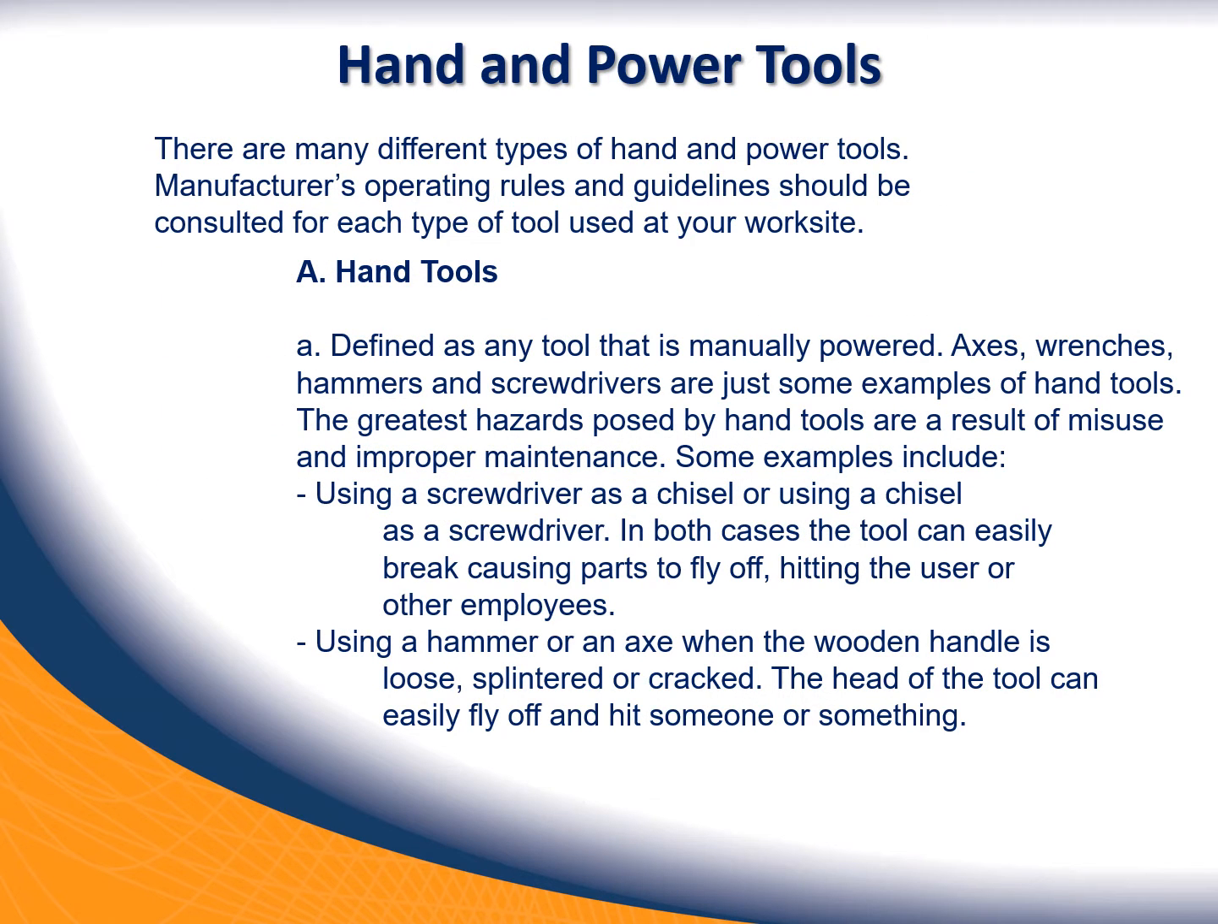There are different kinds of hand and power tools. Obviously, you want to make sure you use the tool properly. So here are some examples of not using it properly. Using a screwdriver as a chisel, or using a chisel as a screwdriver. Using a hammer or an axe when it's damaged. That can make the tool actually fly off the handle and hurt somebody.